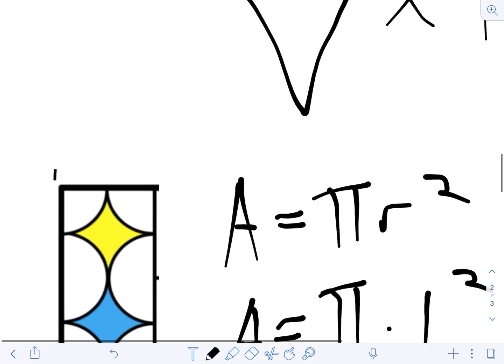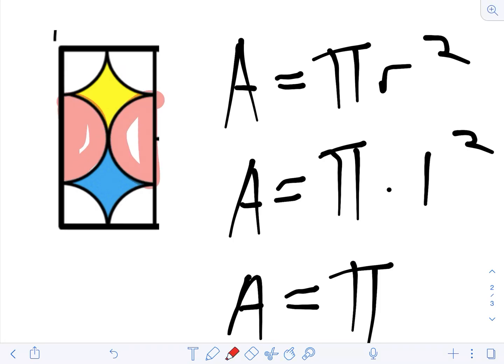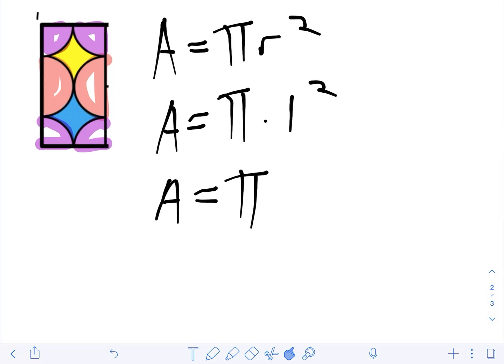Let's take a look at what we have in this beautiful picture. Every full circle's area is pi. If you look here, we have a half and a half. That is one full circle. You have a quarter and a quarter and a quarter and a quarter. That's another full circle. So we have 2 full circles, which means the area of all those white circles that are now pink and purple is 2 pi.